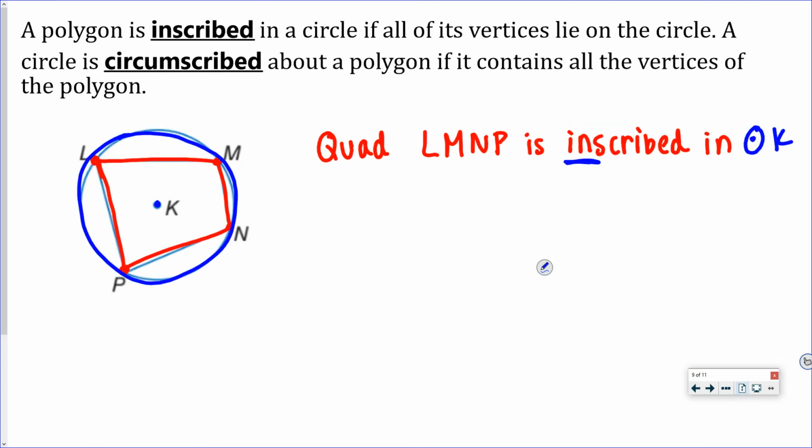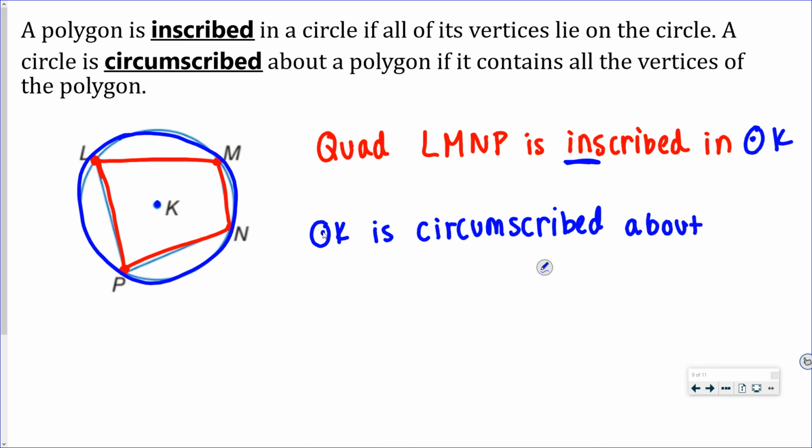Circumscribed means pretty much like the opposite. A shape can be circumscribed about a polygon if it contains all the vertices of the polygon. So here we could say circle K is circumscribed about quadrilateral LMNP. I feel like inscribed comes up a lot more.